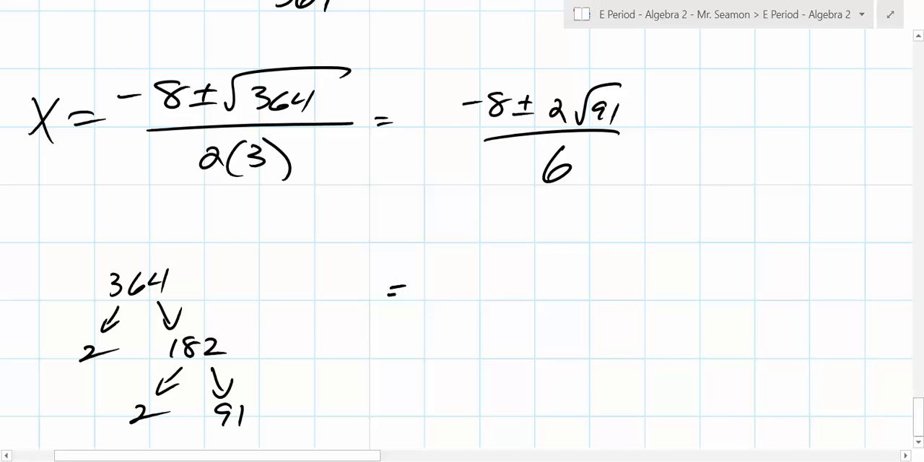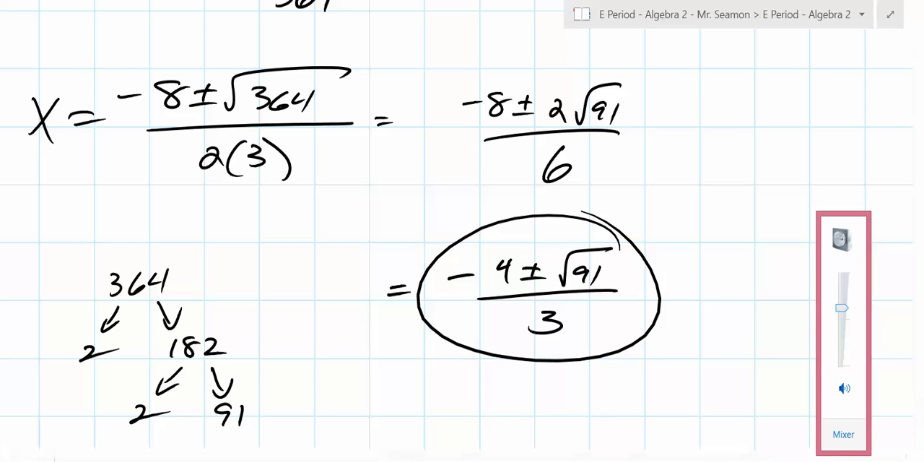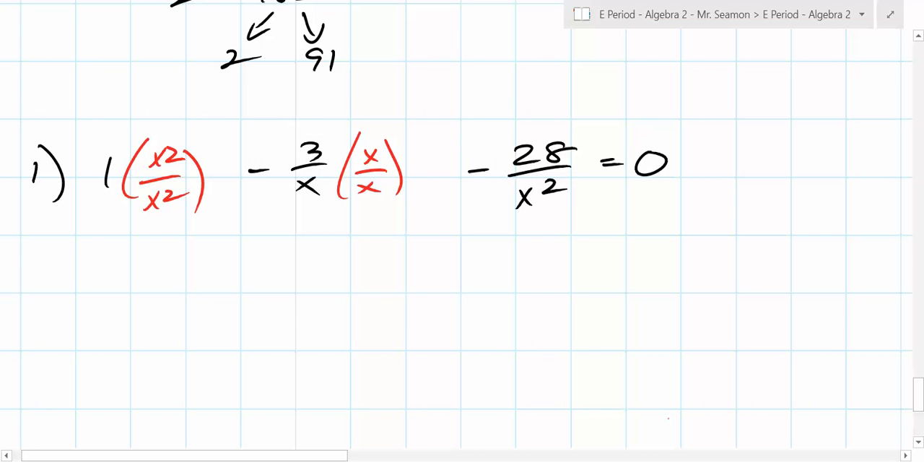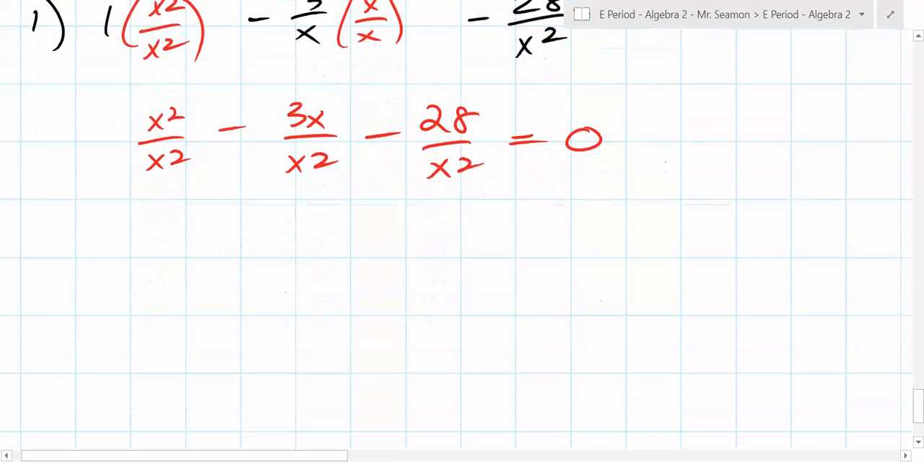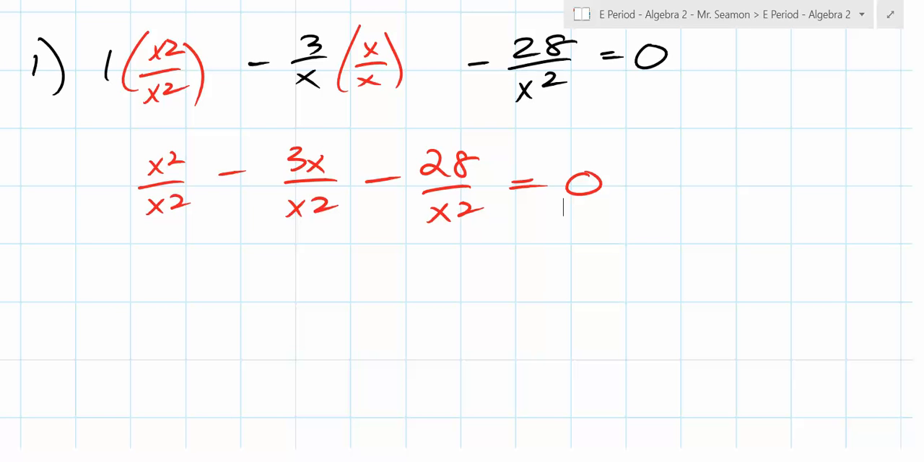Hey, we have 8, 2, and 6, so what does it become? Negative plus or minus root all over. Bingo. Yes. Make sure you simplify. Forms of 1. So this turns into x squared over x squared minus 3x over x squared minus 28 over x squared equals 0. What could we multiply everything by at this point? x squared. If you multiply everything by x squared, that's really nice because what's it equal on the other side? 0. What's 0 times anything? 0.